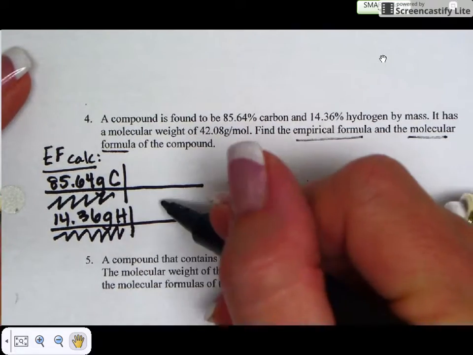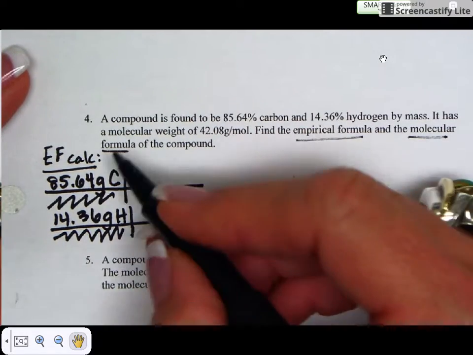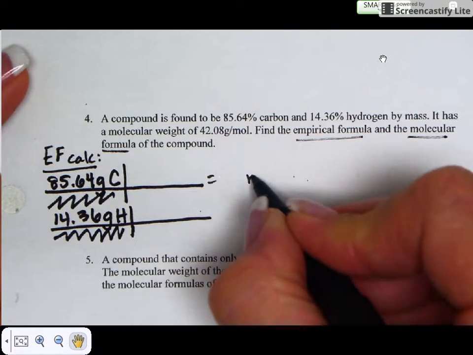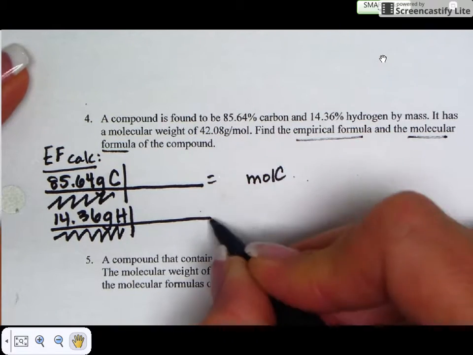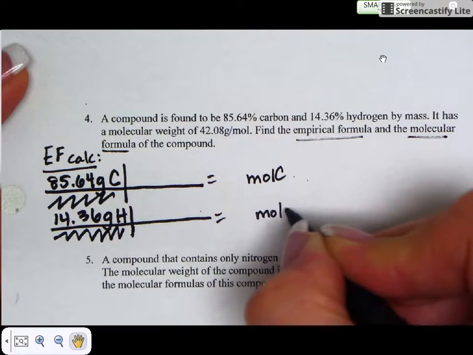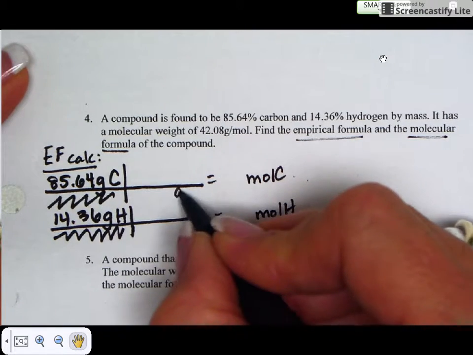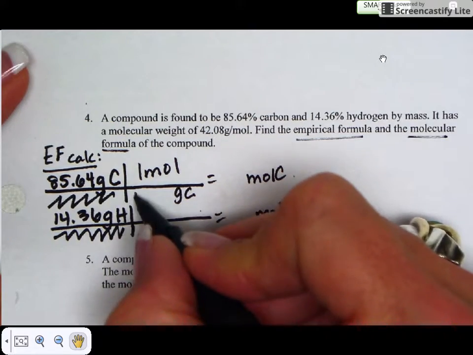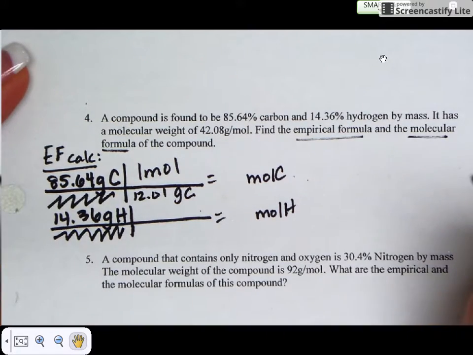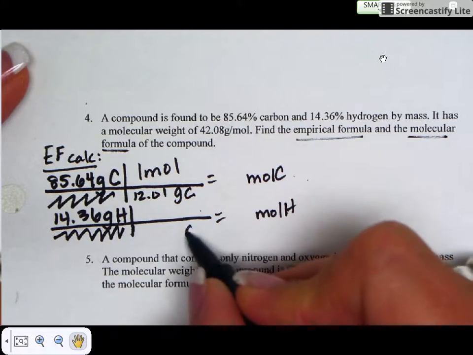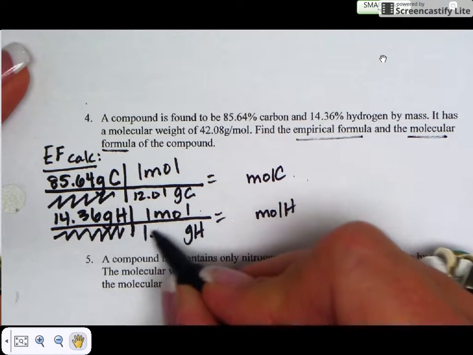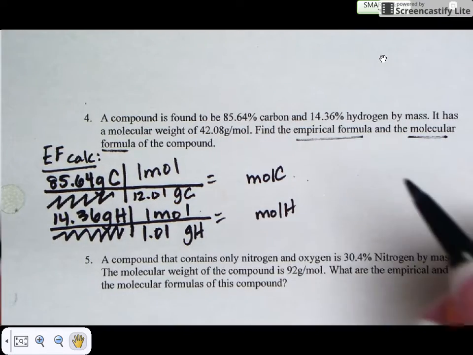Now, using your periodic table, we need to go grams to moles. So percent to mass is what we just did. Now we're going to mass to moles. So we need to convert to moles, and that's going to be a one-step problem. We need grams of carbon on bottom, so we're going to use the atomic mass of carbon, 12.01 grams per mole. And then for hydrogen, we need grams of hydrogen on bottom, and that's going to be 1.01 grams per mole.